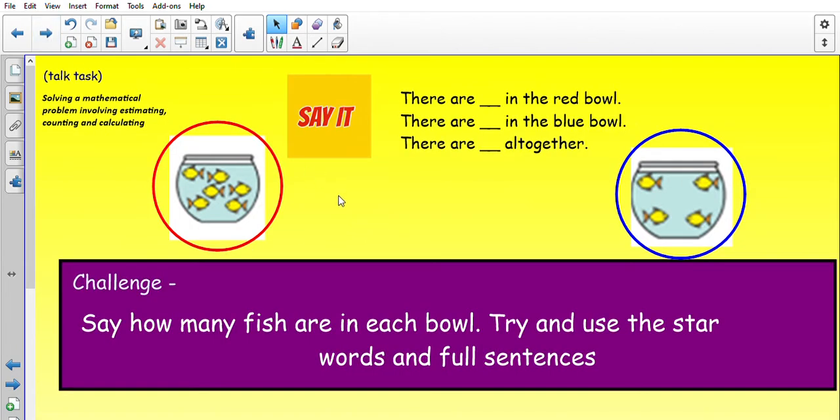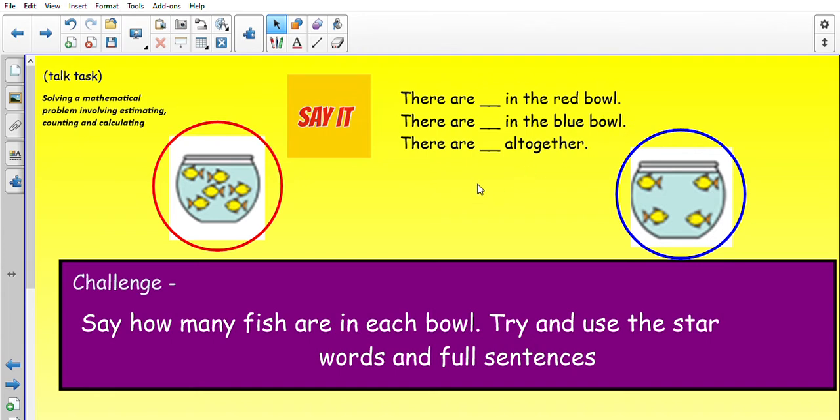Right, let's have a look at this one now. Now I've got a red fish bowl and a blue fish bowl. So I need to find out how many there are, because it says here there are, I don't know how many in the red bowl. So let's count them. 1, 2, 3, 4, 5, 6. So I'm going to use my sentence to say there are 6 in the red bowl. Right, how many in the blue bowl? 1, 2, 3, 4. So there are 4 in the blue bowl.